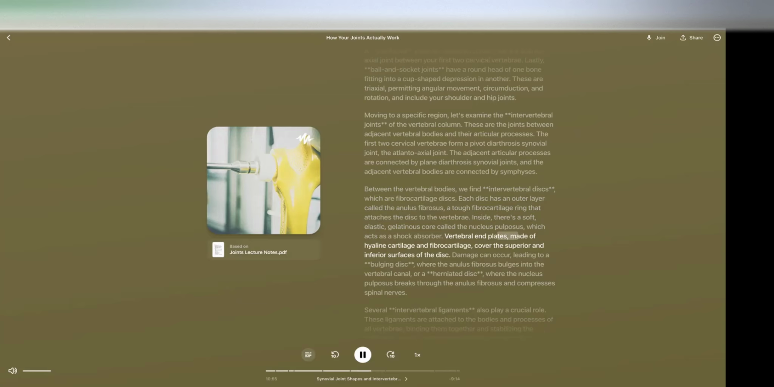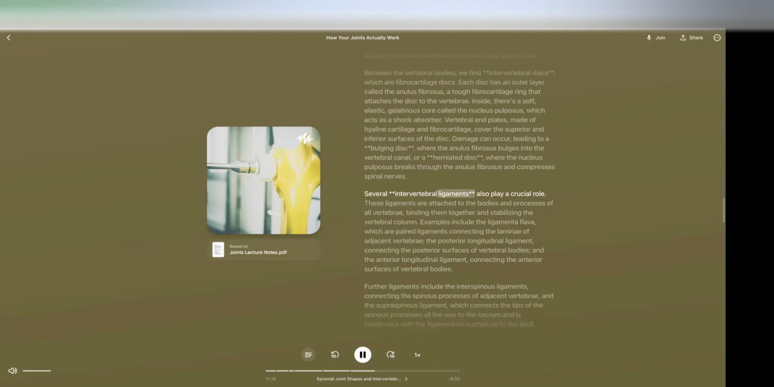Vertebral end plates made of hyaline cartilage and fibrocartilage cover the superior and inferior surfaces of the disc. Damage can occur, leading to a bulging disc, where the annulus fibrosus bulges into the vertebral canal, or a herniated disc, where the nucleus pulposus breaks through the annulus fibrosus and compresses spinal nerves. Several intervertebral ligaments also play a crucial role. These ligaments are attached to the bodies and processes of all vertebrae, binding them together and stabilizing the vertebral column.